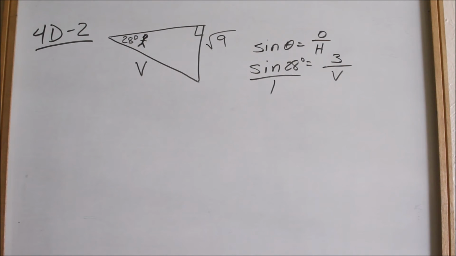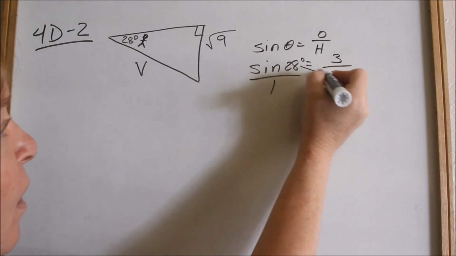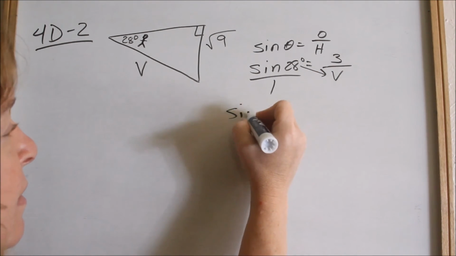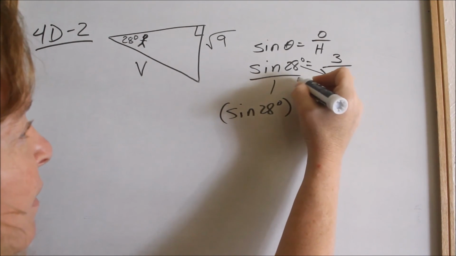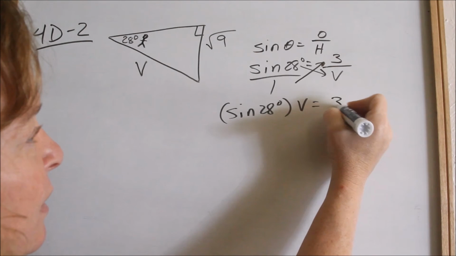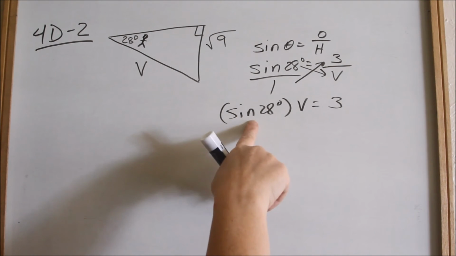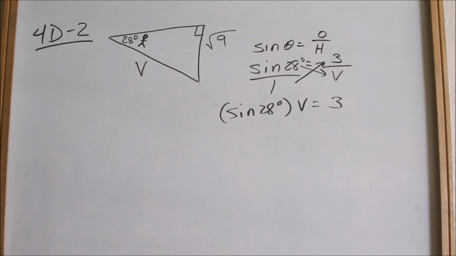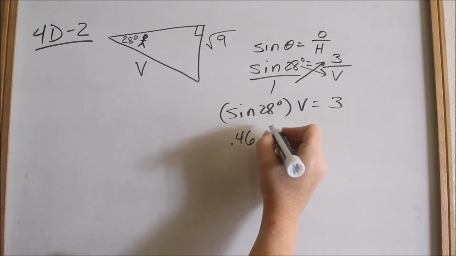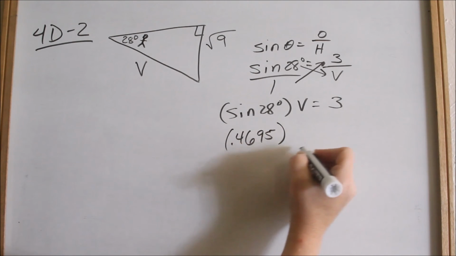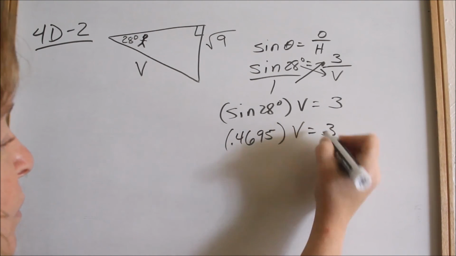You don't have to use cross multiplication, it's just my preferred way that I like to solve these problems. So on one side of my equal sign is sine 28 degrees times V, and then the other side of the equal sign, 1 times 3, 3. Now I can turn this into a decimal to 4 decimal places. You can either use your calculator or use the trig tables. So sine of 28 degrees is 0.4695, rounding to 4 decimals, times V equals 3.